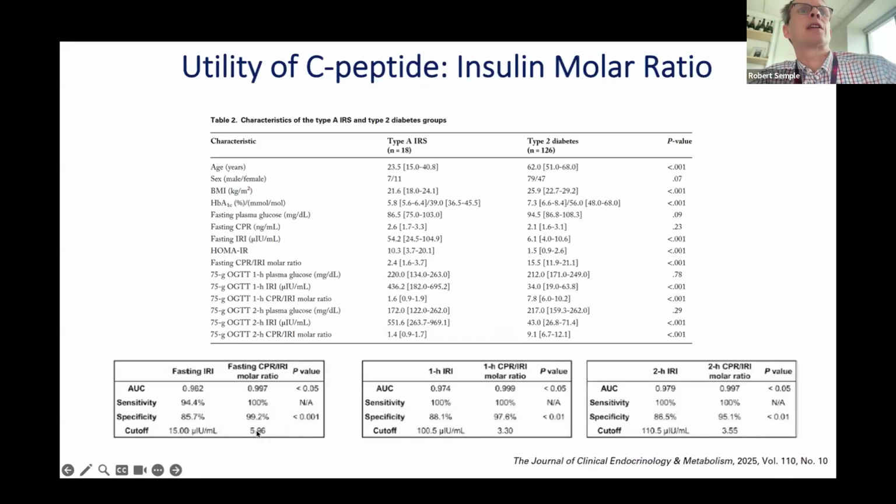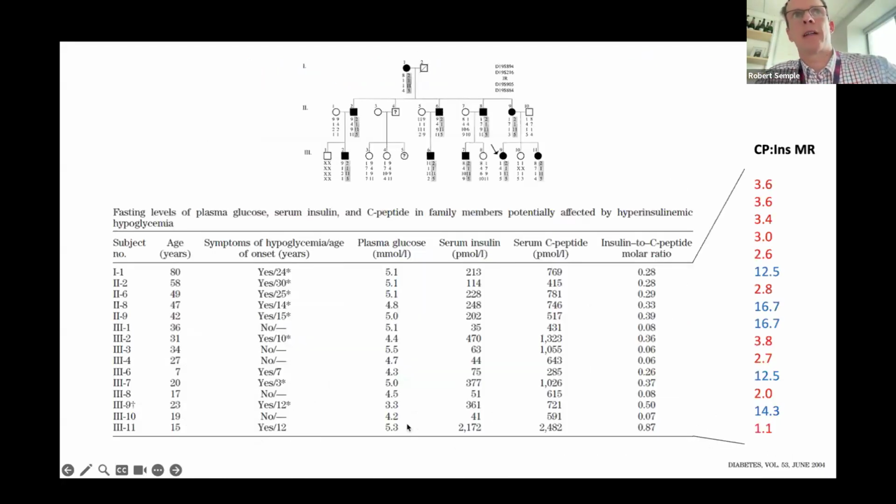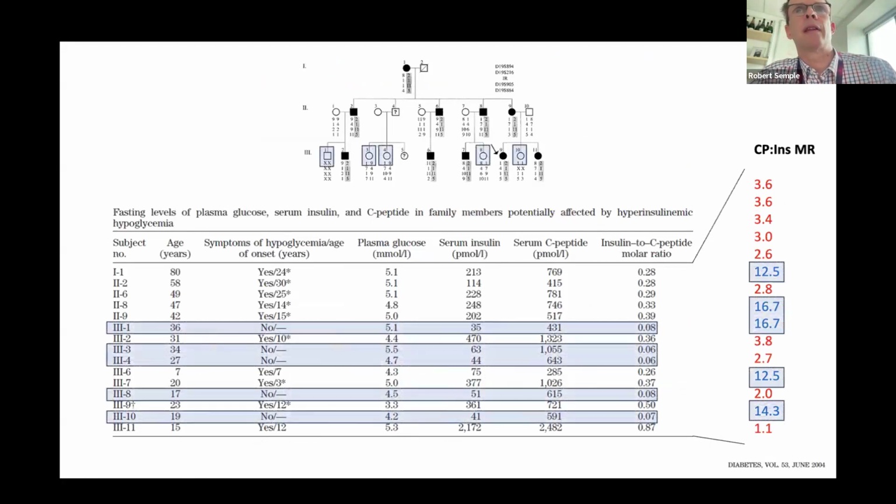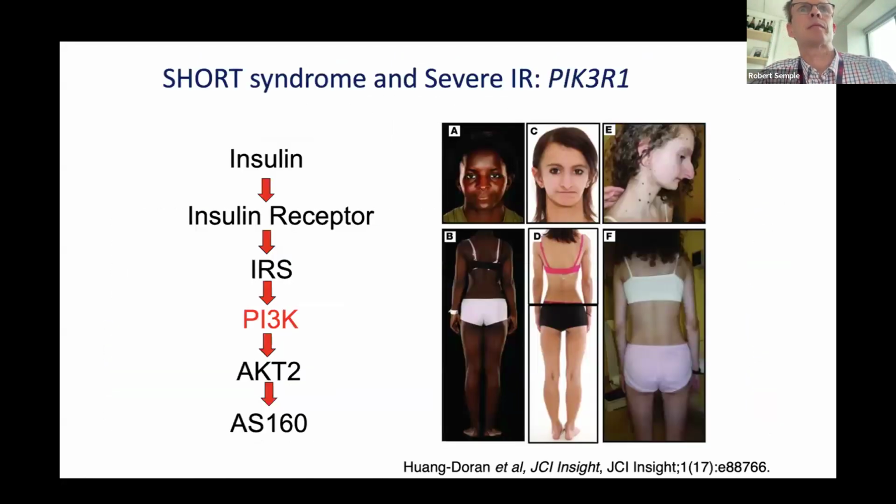And you can see that there are suggested cutoffs of the molar ratio, depending on where they are in the GTT, between sort of 3 and 5. And in fact, that does work beautifully well. This was a family in which some members had insulin receptor problems and some didn't. And you can see the molar ratios there as well. So even just with an insulin and a C-peptide in the face of no exogenous insulin, that's a very useful test.